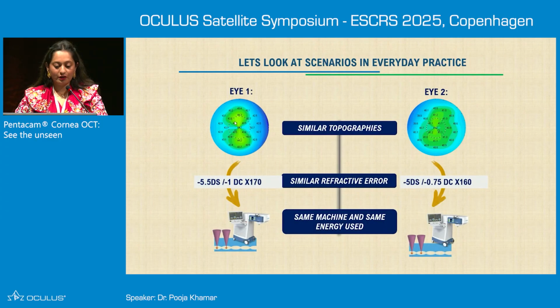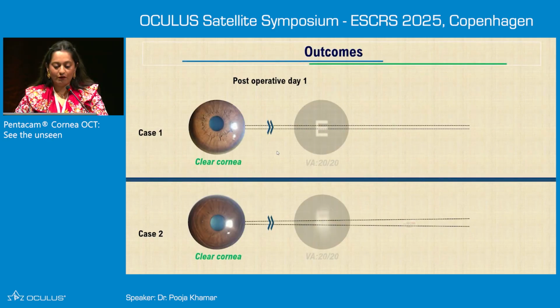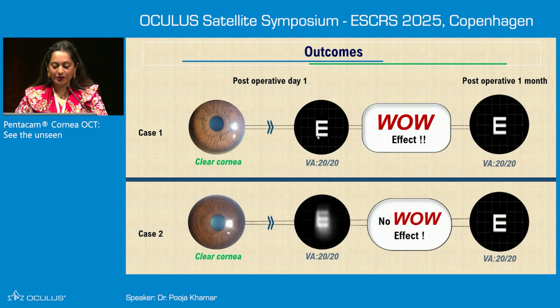You can see that the topography is absolutely healthy. The refractive error is quite normal, moderate, and you go ahead and do a CLEX procedure. However, on day 1, the first patient is quite happy with the quality of vision. The second patient is not so happy with the quality of vision.